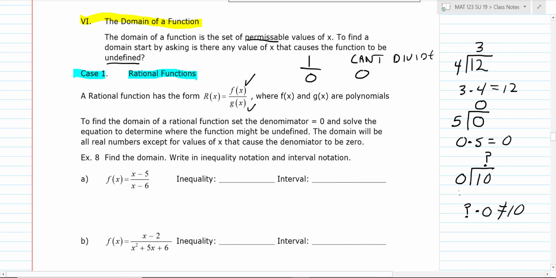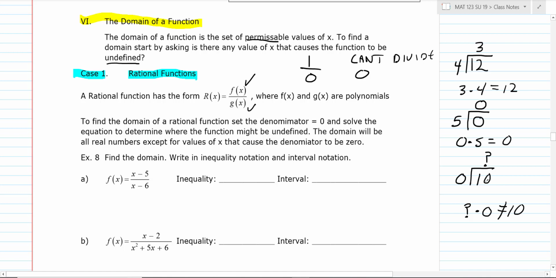Just conceptually, you could think of this problem as 12 cookies divided among 4 people. Each person gets 3 cookies. That's logical. This one's even logical: you have 0 cookies and you divide among 5 people. Well, those 5 people don't get any cookies. That's logical. But if you have 10 cookies and you divide by 0 people, then it doesn't make any sense.